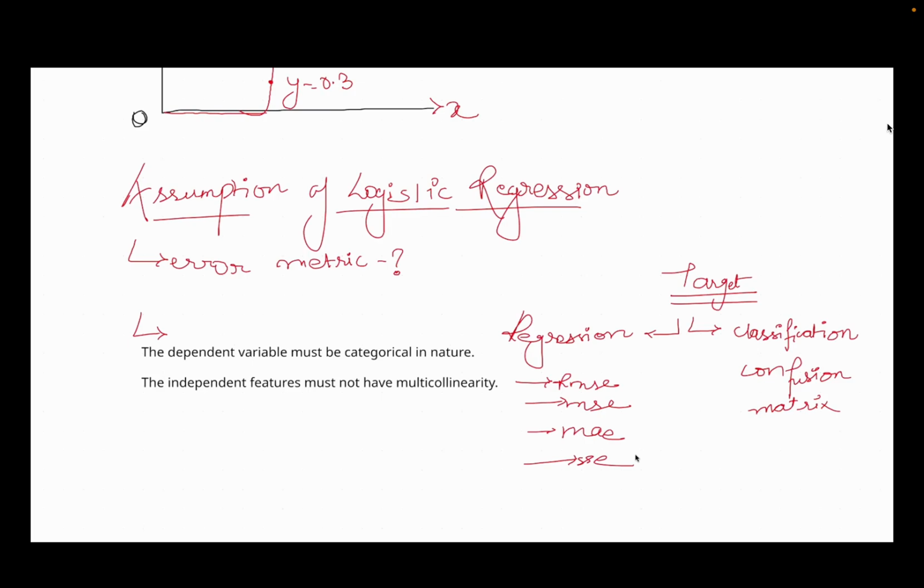What do you guys understand from multicollinearity? If I ask you, if some features are multicollinear, what does that mean? Correlation. Okay, so in other terms, you can also call that correlation. Simple.